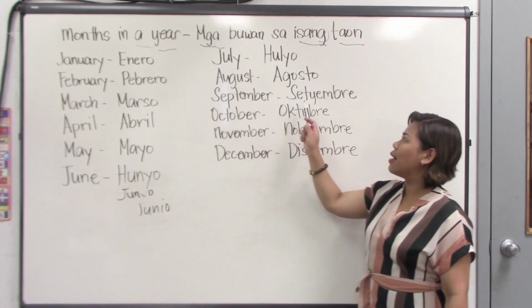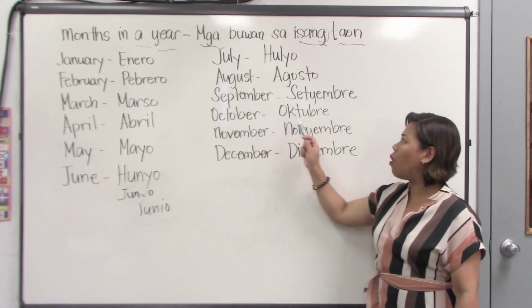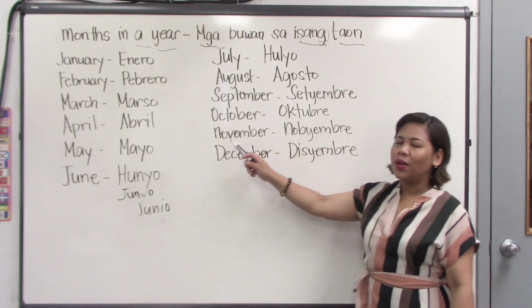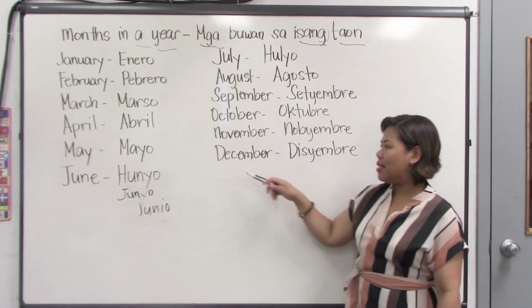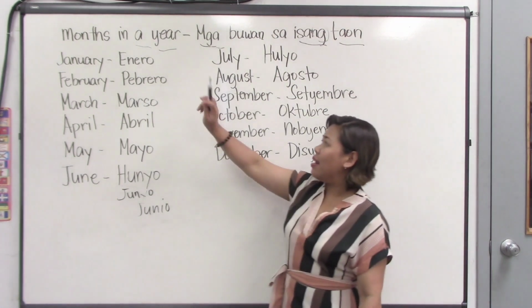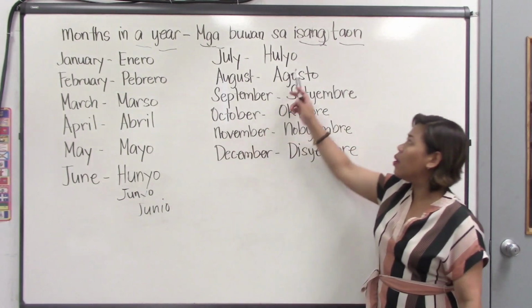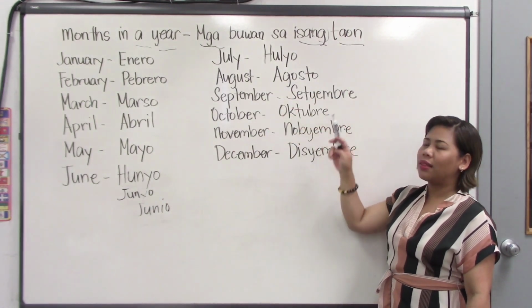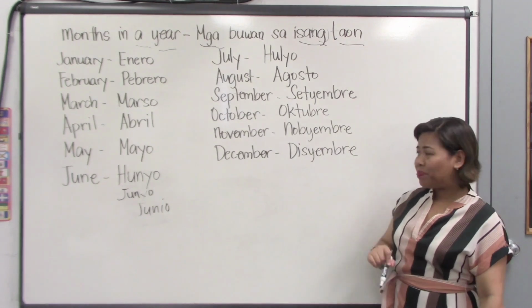September is septiembre. October is octubre. November is noviembre. And December is diciembre. Okay? Enero, febrero, marzo, abril, mayo, junio, julio, agosto, septiembre, octubre, noviembre, diciembre.